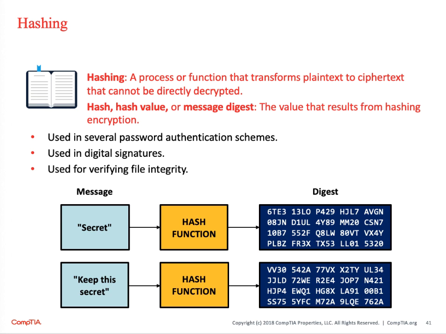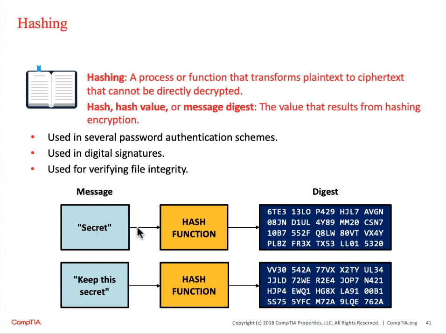and it's also used for integrity of a file. So basically, we have a message, and this message contains the word secret. We run that through a hashing function. This hashing function puts out a message digest, otherwise known as a hash or a hash value. You might have seen it referred to as a checksum, but they all do the same thing. So this is one-way encryption.